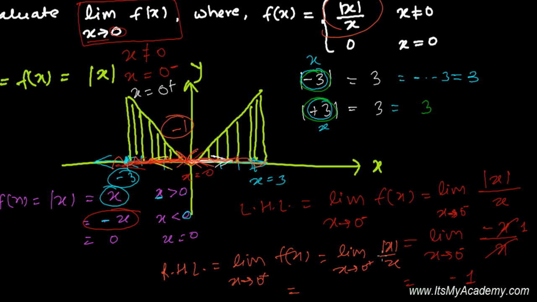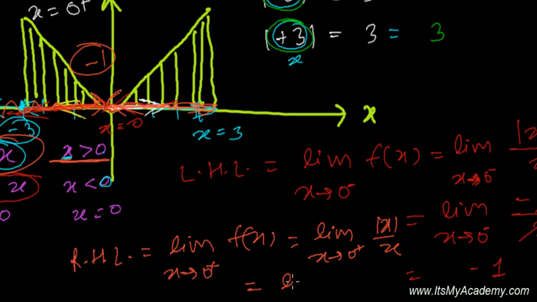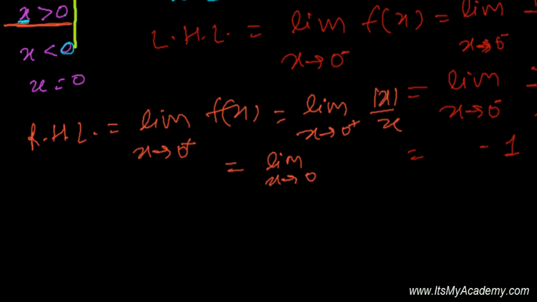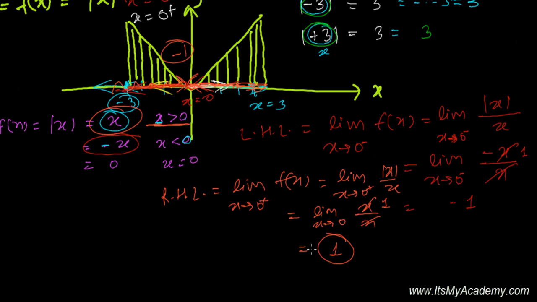And as I told you, whenever our x is greater than 0, we need to just write that x. So we are just leaving this. All right, limit x tends to 0 plus, just x, it is greater than 0, so we'll write x divided by x, x cancels, and it's simply 1. Oh my god, here our right hand limit is 1 and left hand limit is minus 1.